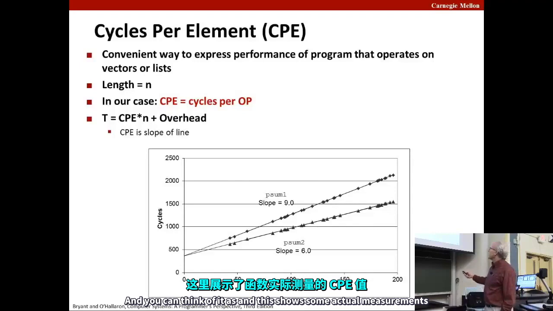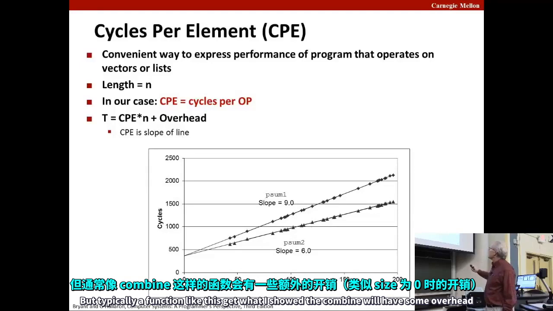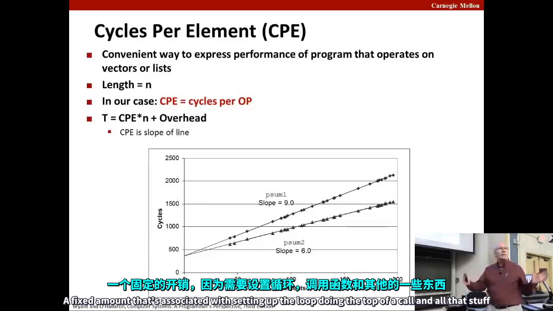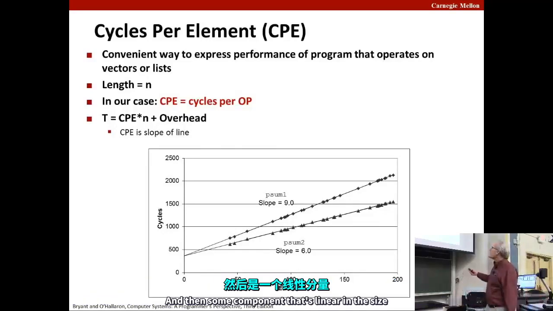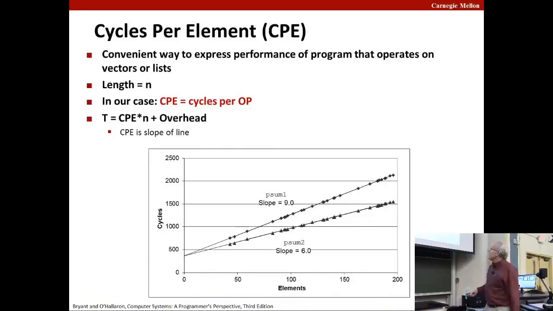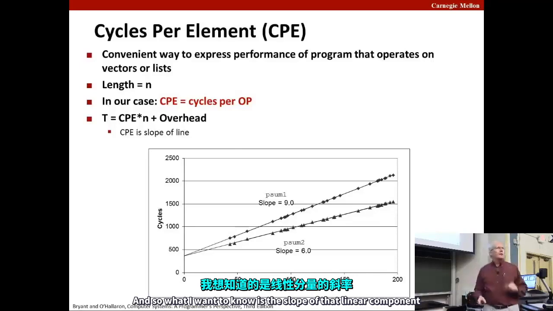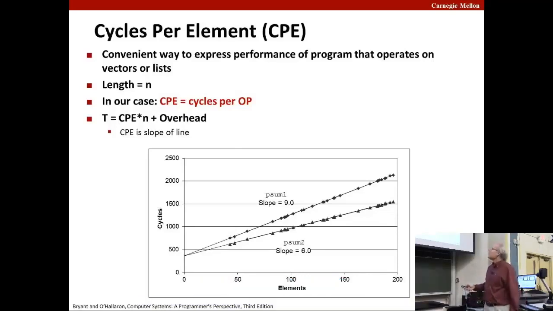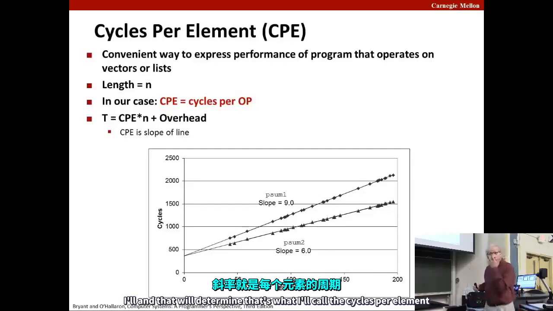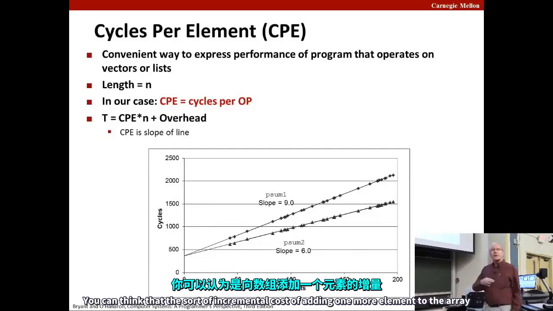And you can think of it as, and this shows some actual measurements, that typically a function like this, the combine I showed, will have some overhead, a fixed amount that's associated with setting up the loop, doing the top level call and all that stuff, and then some component that's linear in the size. And so what I want to know is the slope of that linear component. That's what I'll call the cycles per element. You can think of the slope as the incremental cost of adding one more element to the array.